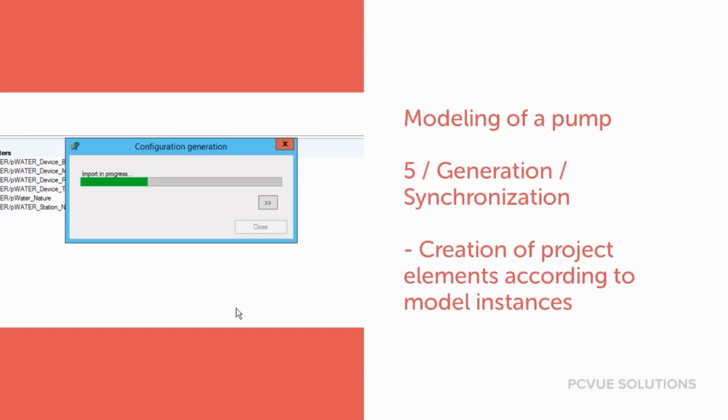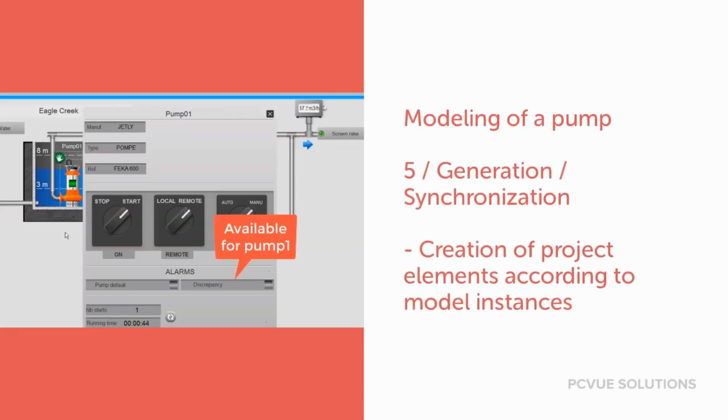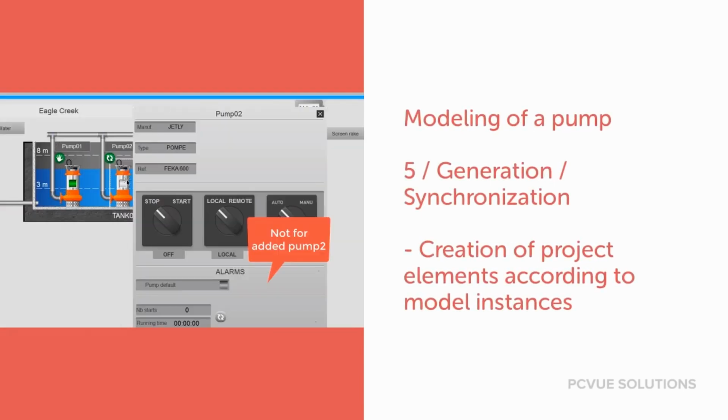The generation is the step that allows you to create all the elements from the models in the project. If elements were previously generated, they will be synchronized according to the changes. The added pump appears in the screen and is operational. The instance being modified, the discrepancy information does not appear for this pump.